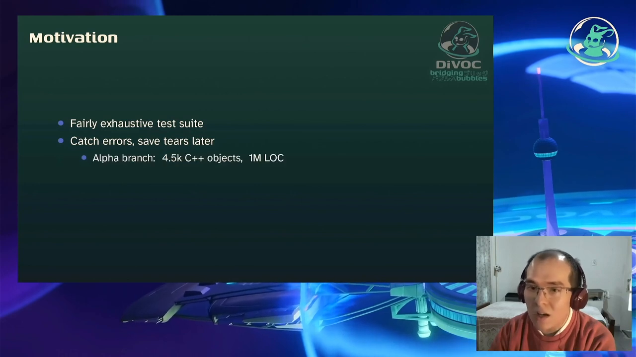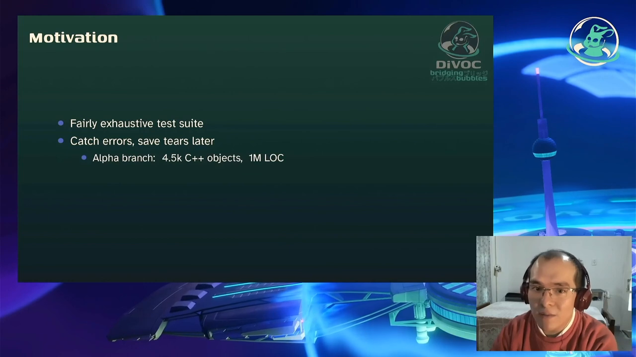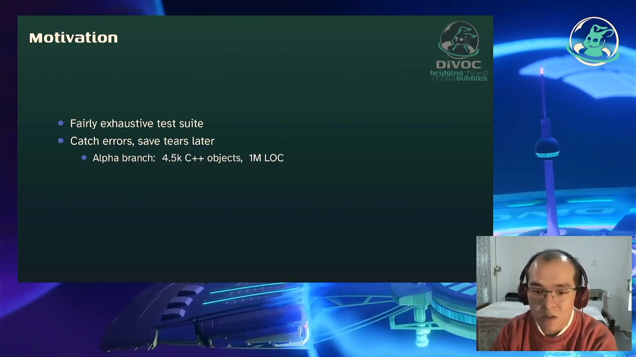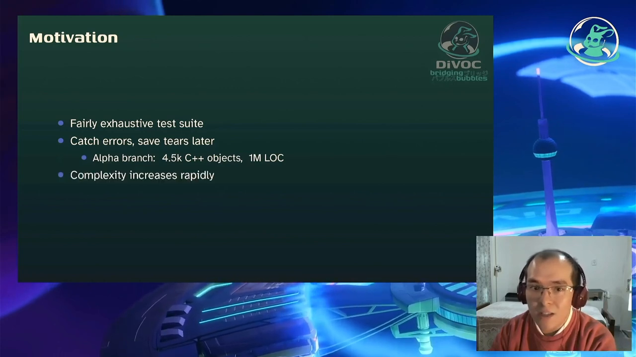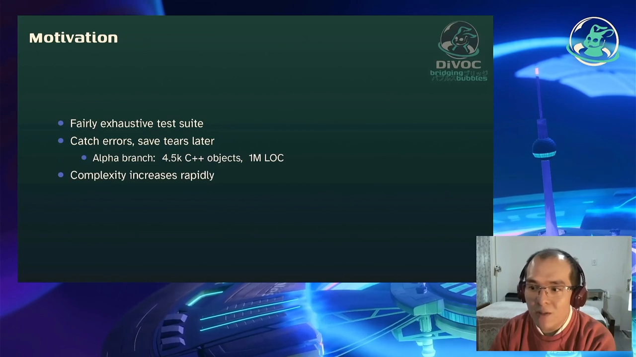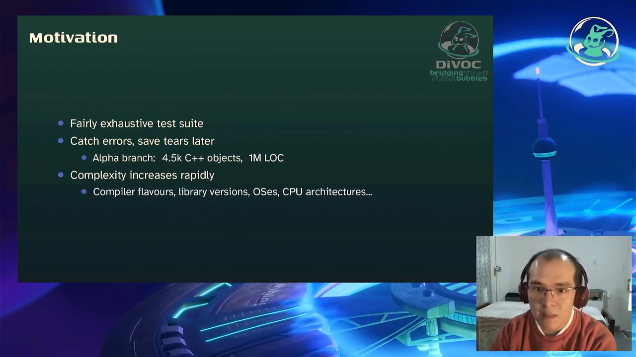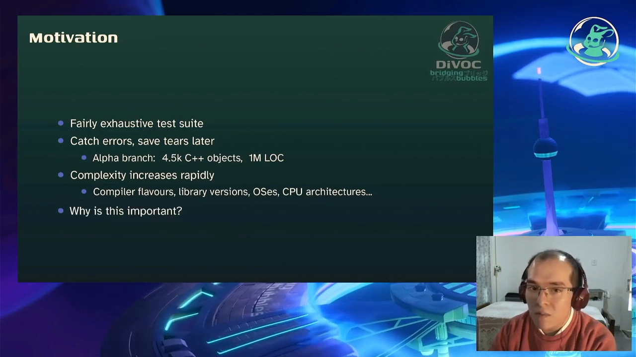This is very important because our main branch, that will be Krita 5.1, is currently clocking at more than 4,500 C++ binary objects, which amount to almost a million lines of code. And this complexity increases very rapidly once you start factoring in the compiler flavors, the library versions, what operating systems we support, what CPU architecture we support, and so on.